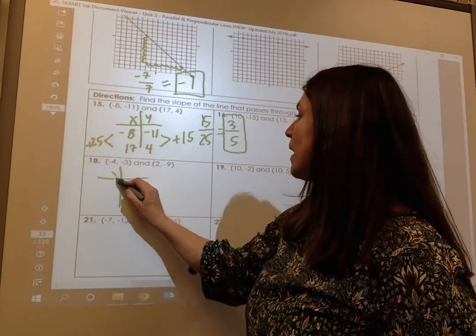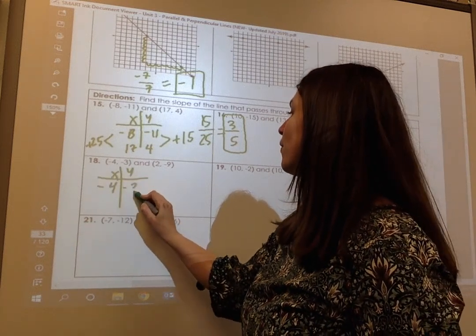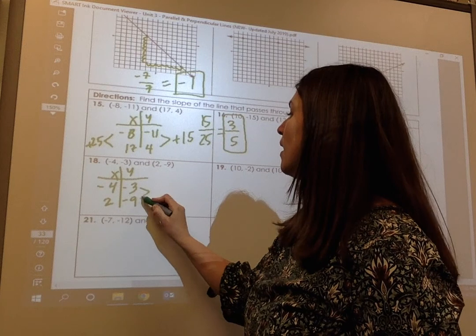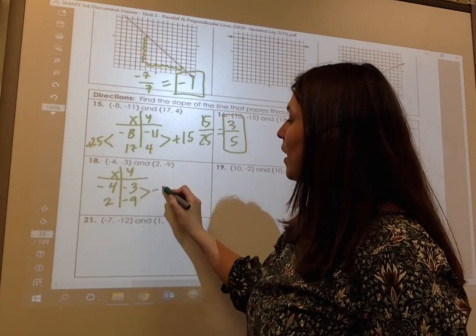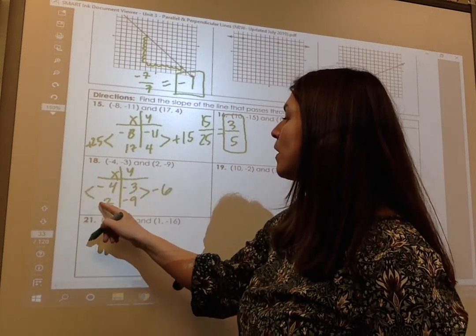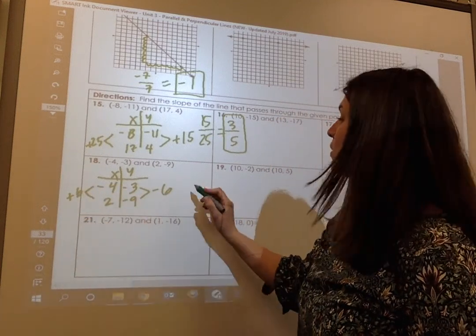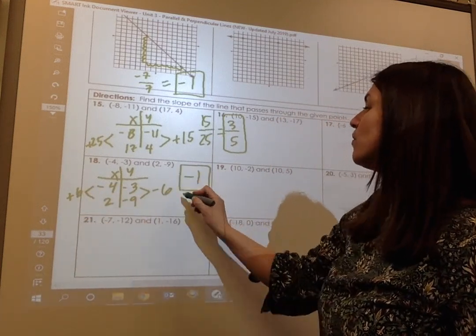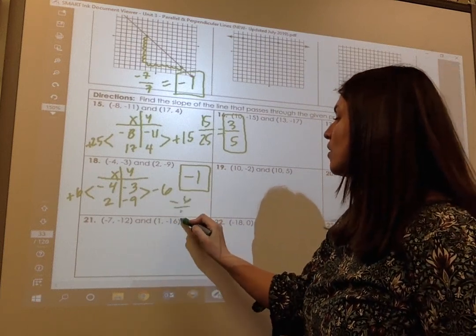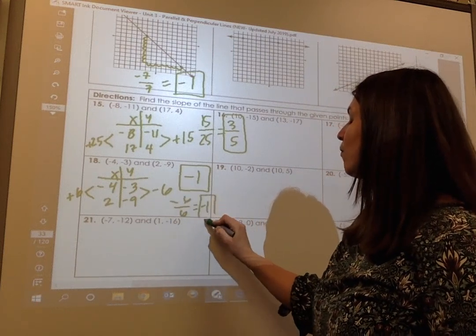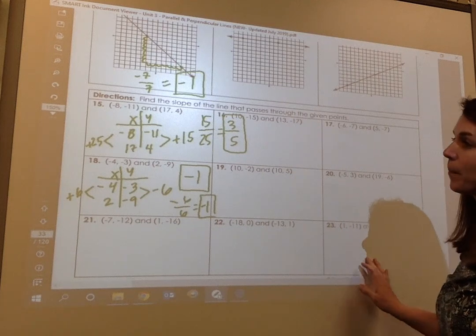Here, again, I do my table. I get (-4, -3), (2, -9). To get from -3 to -9, I subtract 6. To get from -4 to 2, I add 6. So -6 over 6 is -1. It reduces to -1. That's how I got that.